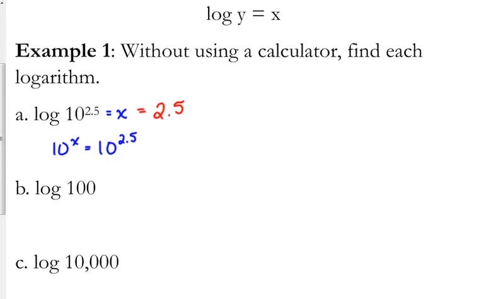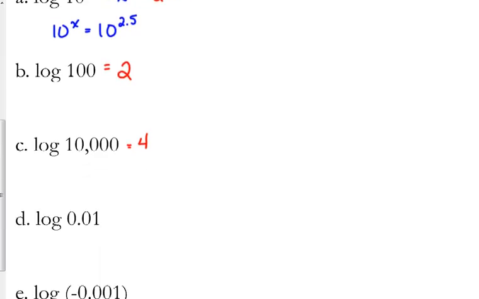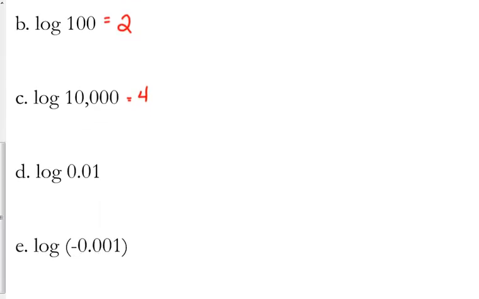What about the log of 100? The log of 100 is saying the base, base 10, raised to some power is equal to 100. Well, what power is that? 10 to what power is 100? 2. So the log of 100 is equal to 2. The log of 10,000. The log of 10,000, 10 to the 4th, is equal to 10,000. So this is equal to 4. Now, making it a little bit more difficult here.